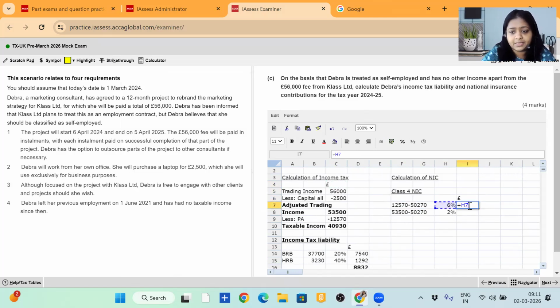Now do the multiplication. This multiplied by, in the brackets, please write 50,270 less 12,570. The way that I am presenting your answers, please do the same way when you're presenting your answers. And here 53,500 less 50,270 multiplied by 2%. Done. Please round it off.